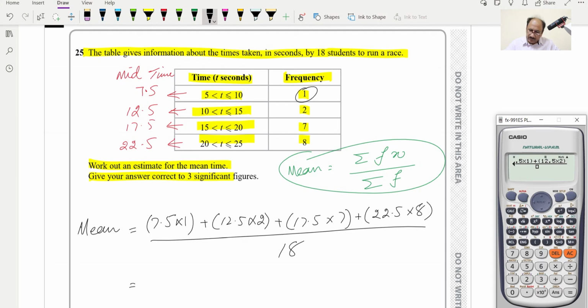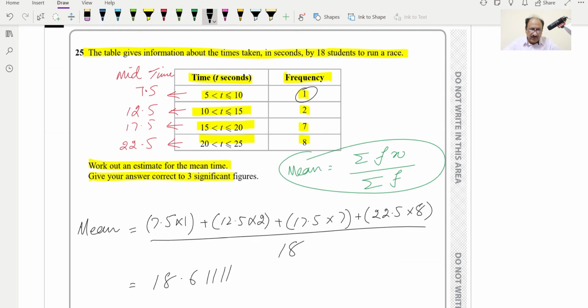We can add a bracket over here. Now plus next will be 17.5 multiplied by 7, bracket close, and plus again, bracket, 22.5 multiplied by 8. Hopefully we have written everything correctly. So divided by 18 will be equal to 18.611.